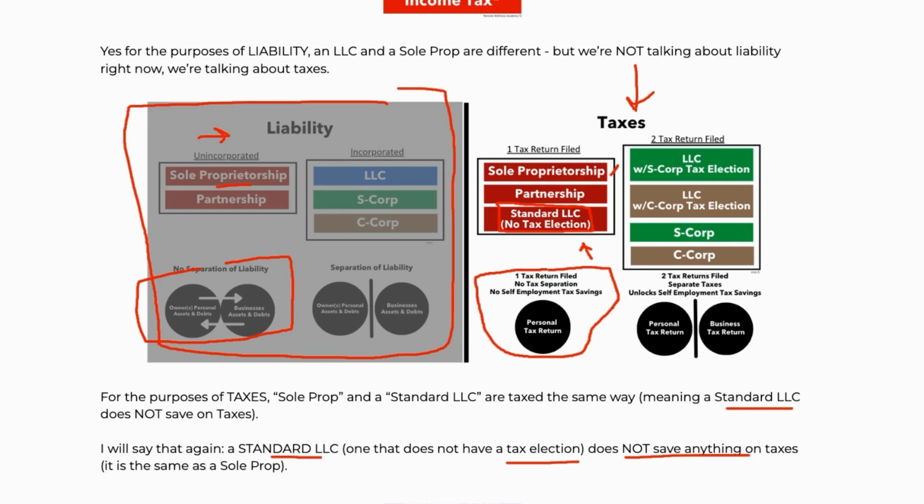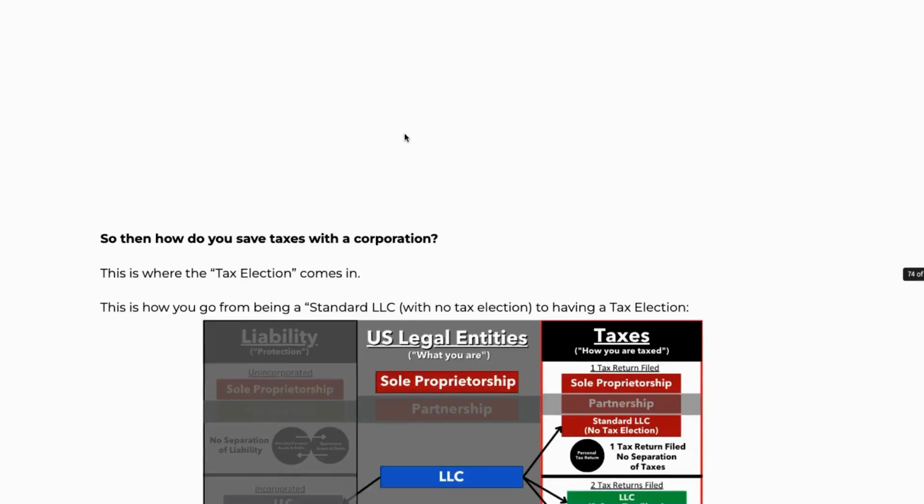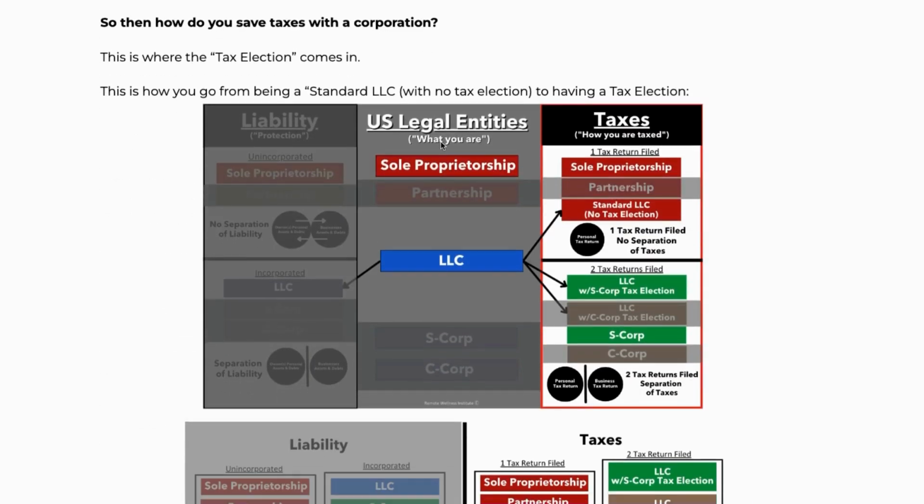I hope so. Okay. So then the question after that would be, how do you actually save taxes with a corporation? This is where that whole tax selection form comes in. Okay. Now, again, don't get confused by it. It's literally just a form that is filed with the IRS. Okay. It's just called a tax selection. That's all it is.